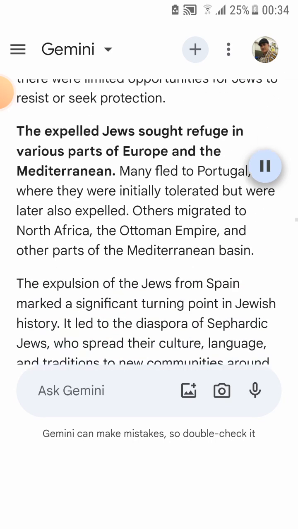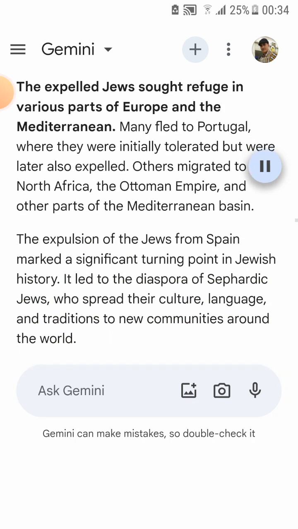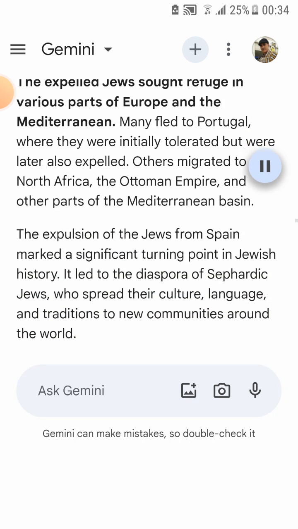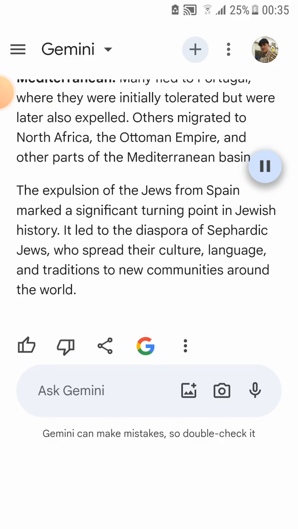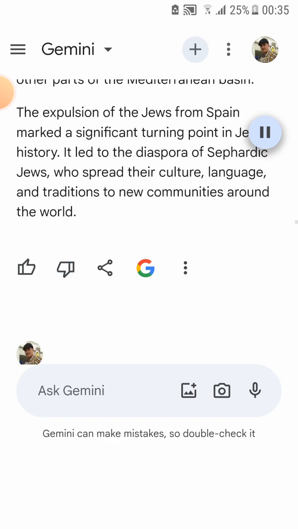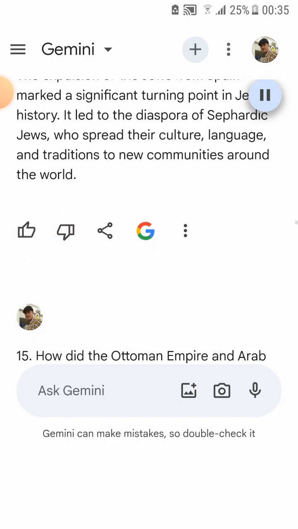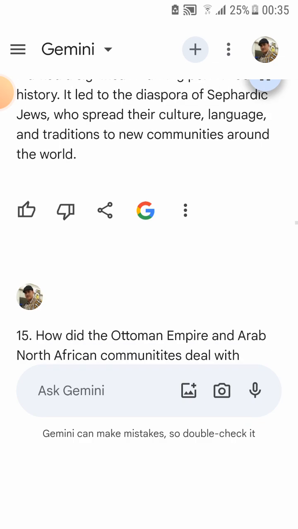The expelled Jews sought refuge in various parts of Europe and the Mediterranean. Many fled to Portugal, where they were initially tolerated but were later also expelled. Others migrated to North Africa, the Ottoman Empire, and other parts of the Mediterranean basin. The expulsion of the Jews from Spain marked a significant turning point in Jewish history. It led to the diaspora of Sephardic Jews, who spread their culture, language, and traditions to new communities around the world.